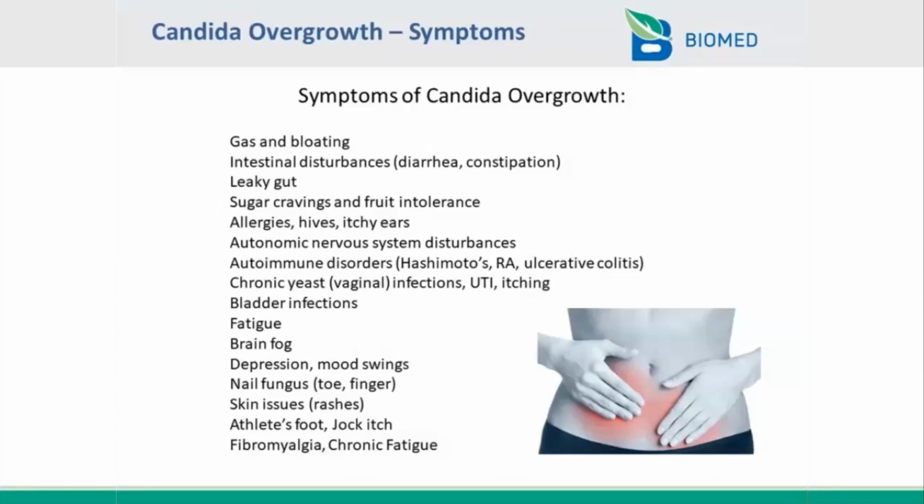infections, lots of itching, vaginal or anal itching, bladder infections, fatigue and brain fog, depression, mood swings, nail fungus, specifically nail fungus. Nail fungus, you have to never forget about Candida, and we've got a good protocol for you so that you can help that person get over the nail fungus, which is tough to get over, but not necessarily with what we have to offer. So skin issues, rashes, athlete's foot, jock itch, fibromyalgia, chronic fatigue, they all kind of match in.